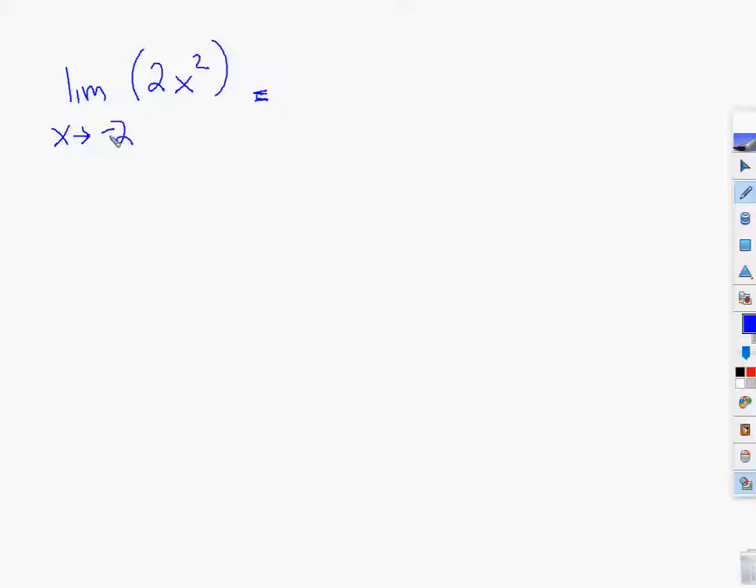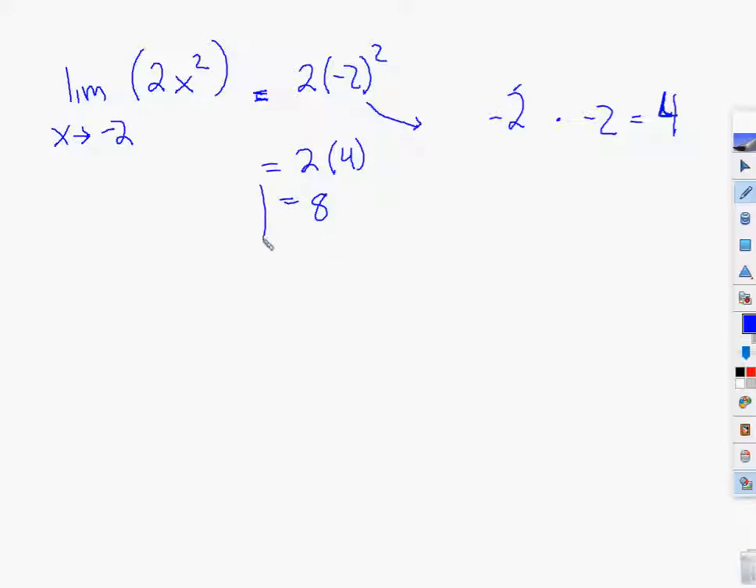Okay, so if I put in this -2, this is just a method to evaluate this limit. We've talked about this before. What does this -2 squared mean? It means -2 times -2, which is positive 4. So we get 2 times 4, which is 8. So the limit, as x approaches -2, of this function is 8.